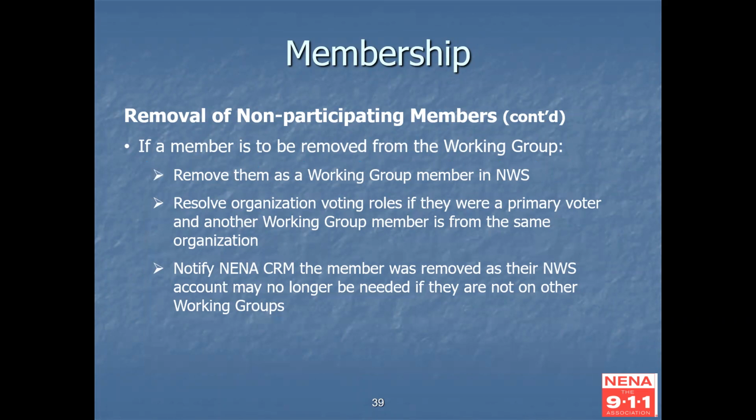If you're just changing them to an authorized observer, it's just going into managing the membership, and you change them from a primary voter or an alternate voter to just an authorized observer, and then save that. That's all you need to do there.